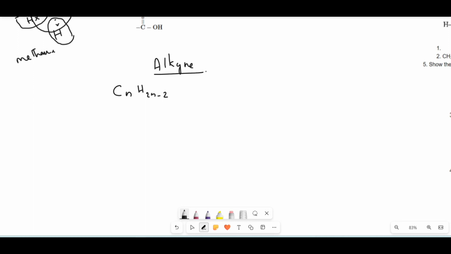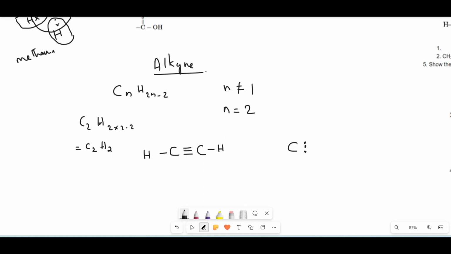Okay. So the first member, n is equal to 1 is not possible in this case. We'll start with n is equal to 2. So C2H2 into 2 minus 2, which is equal to C2, 4 minus 2, that is 2. So C2H2. So there are 2 carbon and 2 hydrogen, and these 2 carbon atoms share a triple bond. The hydrogen is a single bond. Carbon hydrogen bond is a single bond. So triple bond means they are sharing 3 electrons. So you should draw 3 electrons around this one carbon, and second carbon also sharing 3 electrons, okay, and the hydrogen atom sharing 1 electron with this carbon.